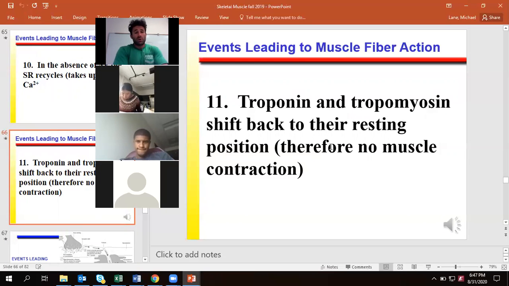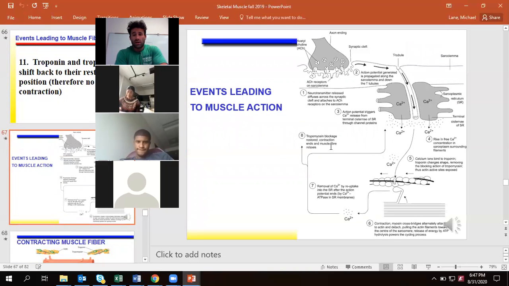and then yes, once calcium is no longer bound to troponin, tropomyosin is going to shift back to the resting position, and there's not going to be a spot for myosin to grab hold. So it's not going to use energy. And here is another great image of how you can look at those events that are going to cause muscular contraction.